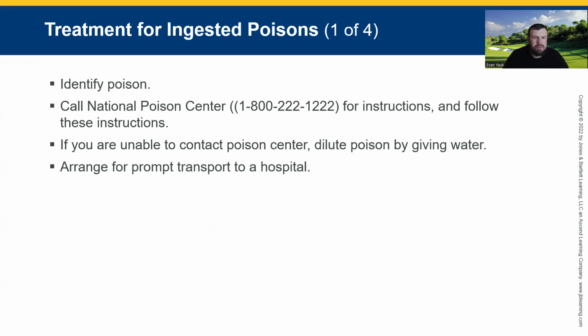Treatment for these poisons, if you can, let's identify that poison the best we can. Let's call the National Poison Control. There's the number, for instructions, and follow those instructions. You can also call your medical director. He or she is going to tell you to call poison control, though. If you're unable to contact poison control, let's dilute the poison by giving some water. Arrange for a prompt transport.